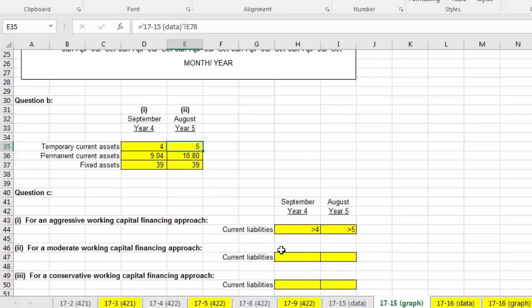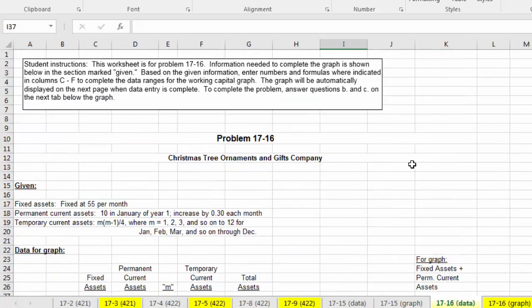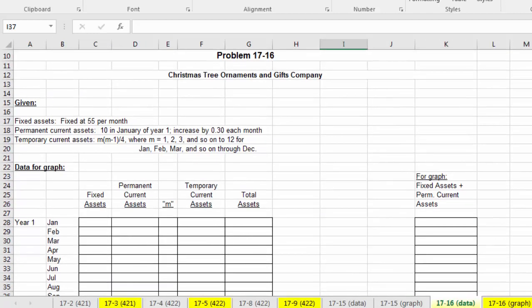Right? For a moderate working capital approach, well, it's going to be exactly equal to the temporary current assets. And for a conservative working capital approach, it's going to be less than, or let's pick a value 0.5, so it equals 0.5 times the temporary current assets for September of year 4, and let's say it equals 0.5 times the temporary current assets for August of year 5. So there you see the change in current liabilities based on the change in temporary current assets and whichever approach we're going to run. So 1716 is a very similar problem, and I will leave it to you to try to run that one on your own.